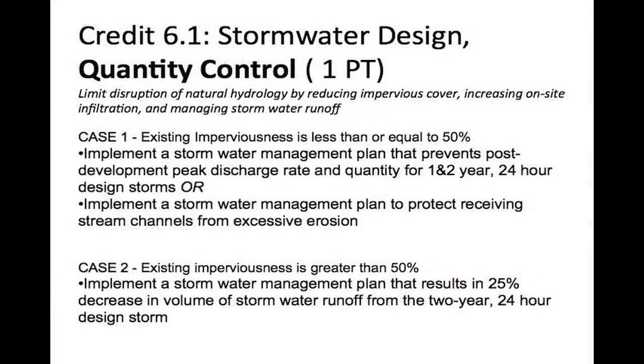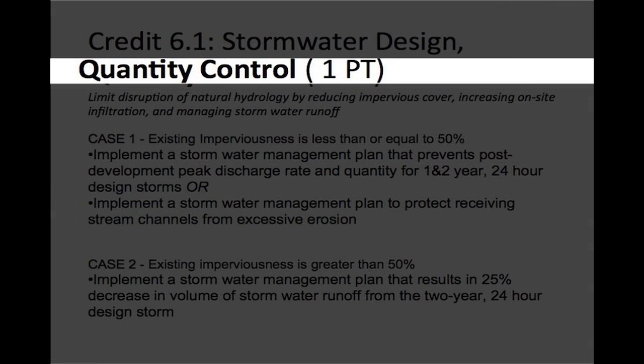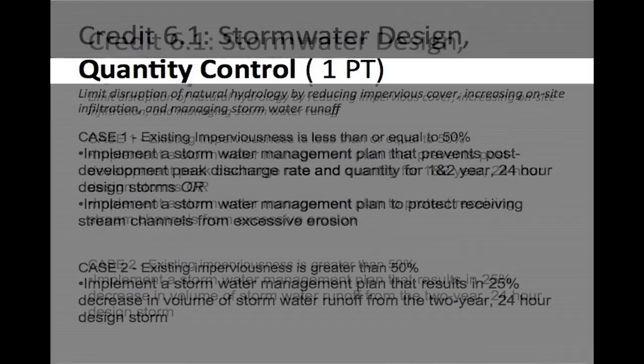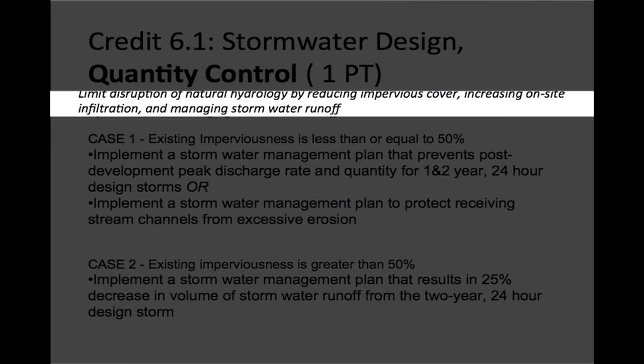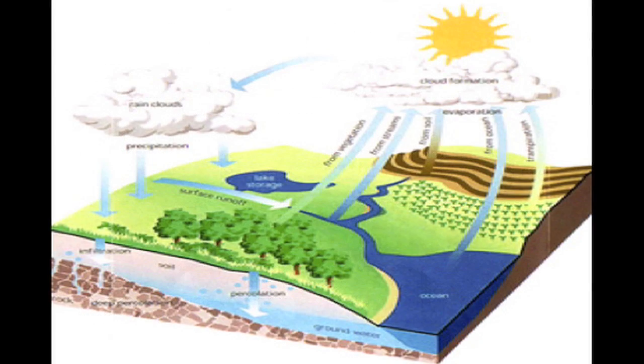Credit 6.1 is about stormwater design, with a focus on quantity control. The overall purpose of the credit is to limit disruption of natural water hydrology by reducing impervious cover, increasing on-site infiltration, and managing stormwater runoff. Ideally, natural water hydrology looks like the following image.